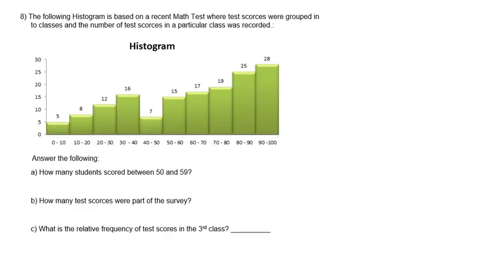Problem number 8. The following histogram is based on a recent math test where test scores were grouped in classes and the number of test scores in a particular class was recorded. So you take a look at this histogram. I think it's a pretty histogram myself. But anyway, we need to answer the following questions. How many students scored between 50 and 59?